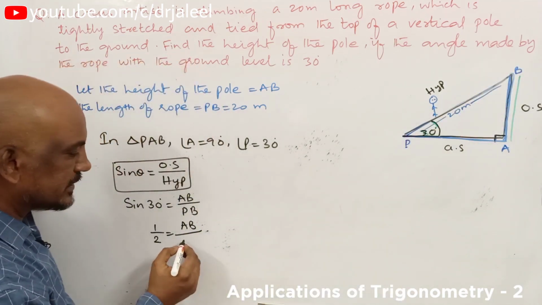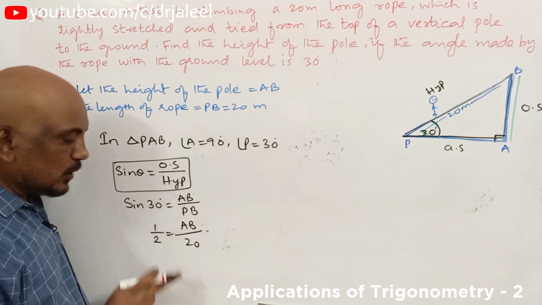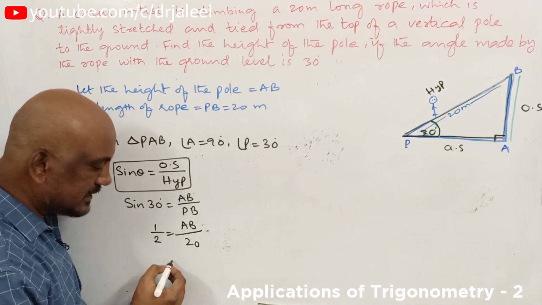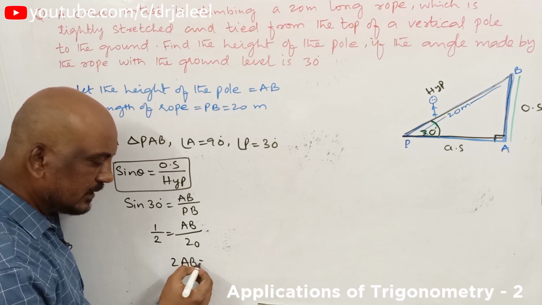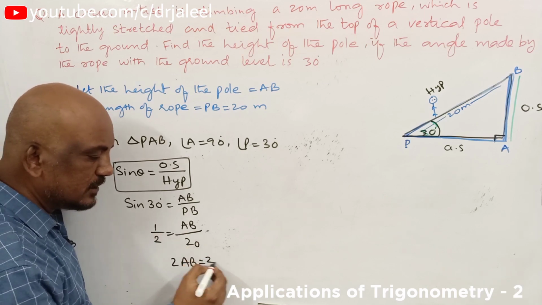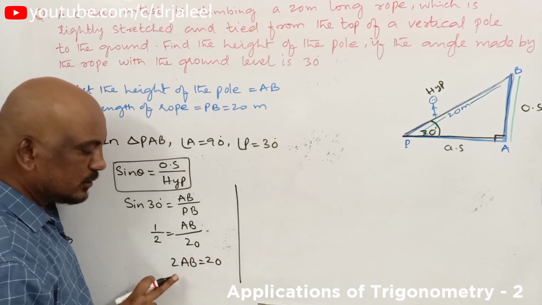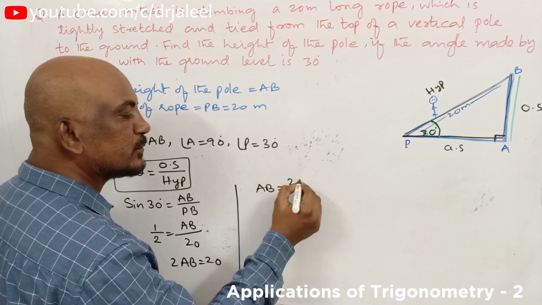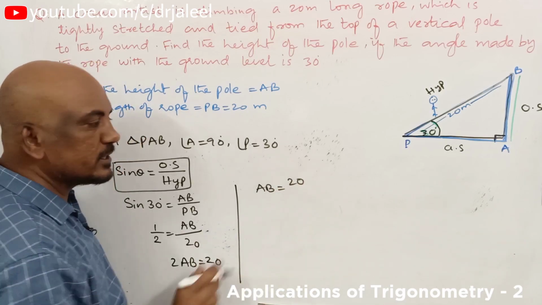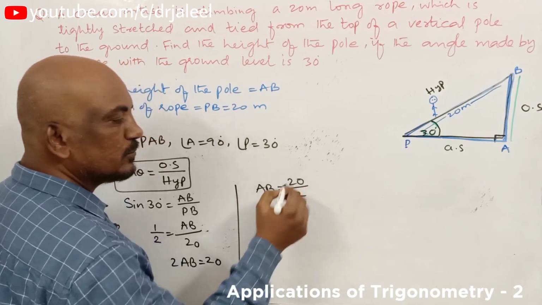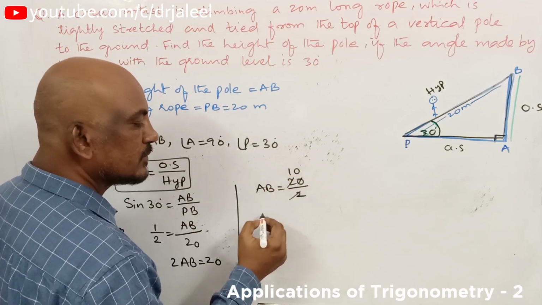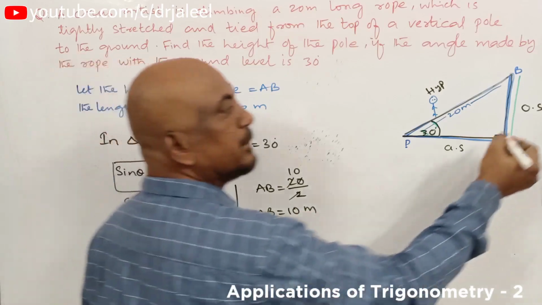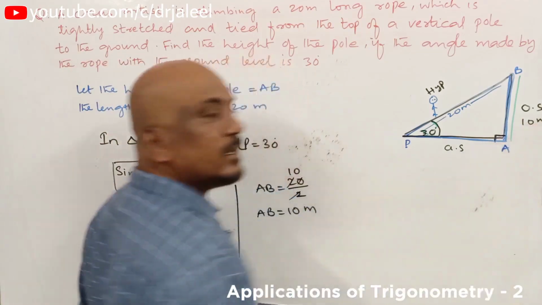How much is it? 20. So as our goal is to find AB here, AB into 2 is nothing but 2AB equal to 20 into 1, that is 20. So now 2AB is 20. Then what is AB? AB is equal to 20, and this 2 will go into the denominator, that is 20 by 2. So AB is equal to how much, beta? It is 10 meters. So AB is nothing but the height of the pole.